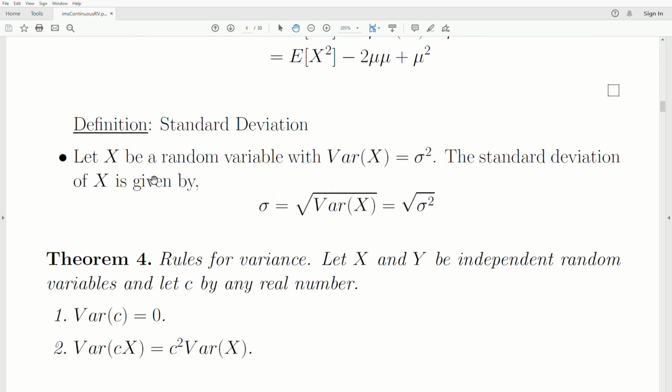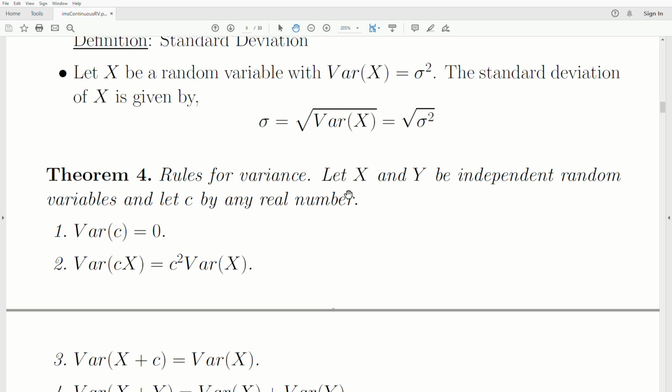Now, the standard deviation. Let x be a random variable with variance sigma squared. The standard deviation of x is just given by sigma, which is the square root of the variance of x. Now, the nice thing about standard deviation is it puts the units of this measure of variability back in the same units as the random variable itself. The variance is in squared units, which is often not as useful as using the standard deviation.